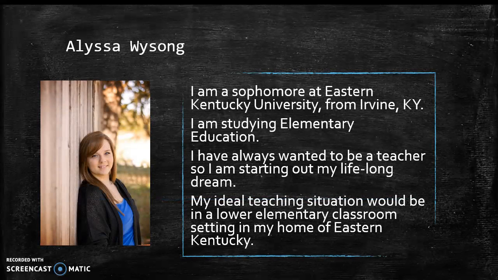My name is Alyssa Weissong and I'm a sophomore at Eastern Kentucky University. I'm from Irving, Kentucky, which is about 20 to 25 minutes off the campus. I am studying elementary education, which is what I've always wanted to do. I've always wanted to be a teacher. So I'm starting out my lifelong dream, and my ideal teaching situation would be in a lower elementary education setting in my home of Eastern Kentucky.